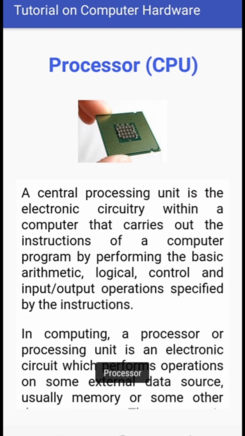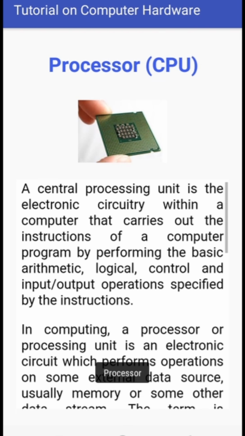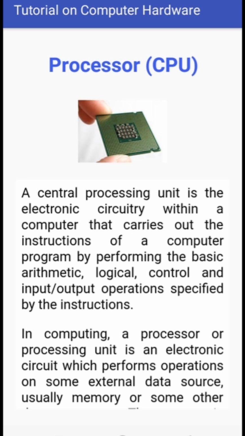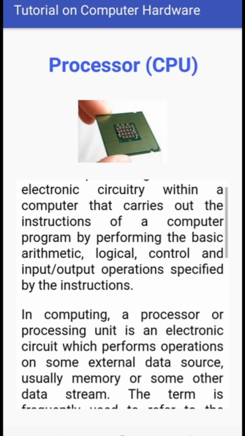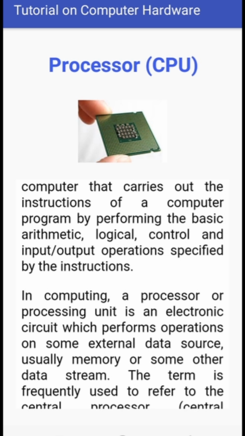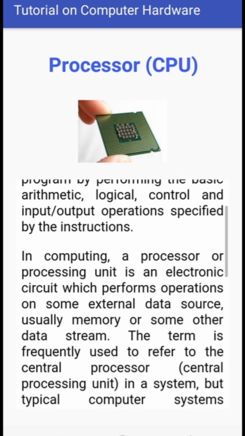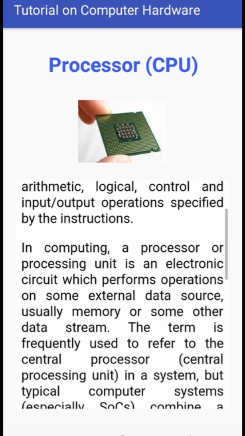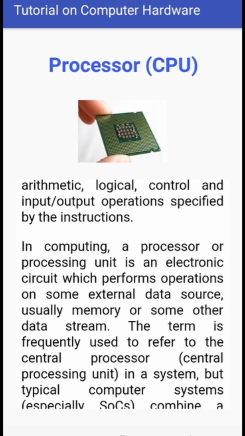Next, processor. CPU. A central processing unit is the electronic circuit within a computer that carries out the instructions of a computer program by performing the basic arithmetic, logical, control and input output operations specified by the instructions.